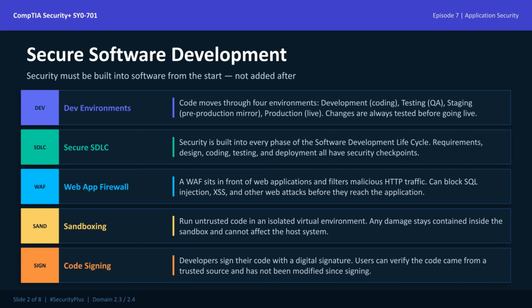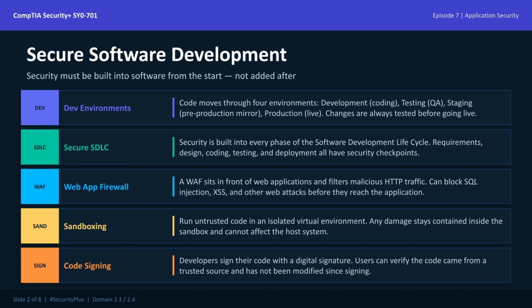Development is where the code is written. Testing is where quality assurance happens. Staging is a near-perfect copy of the production environment used for final validation. Production is the live system that real users interact with. Changes should always flow through all 4 environments, never go straight from development to production.